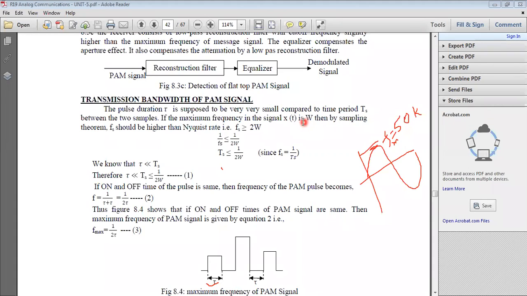So here I have mentioned 3 parameters. One is the pulse duration, which is tau, the time period between two pulses, which is capital Ts, and the maximum frequency of our modulating signal x of t, which I am taking as W. Otherwise, it can also be represented as Fm.